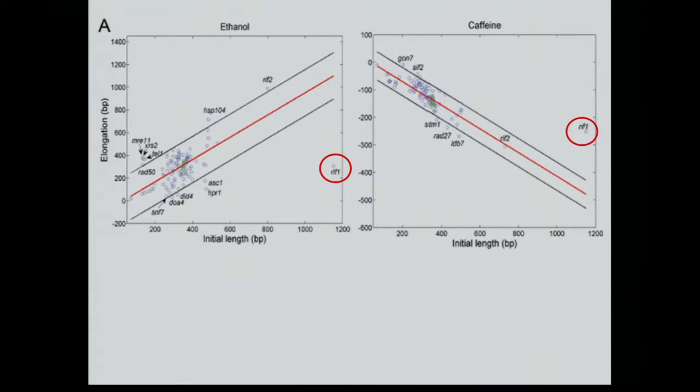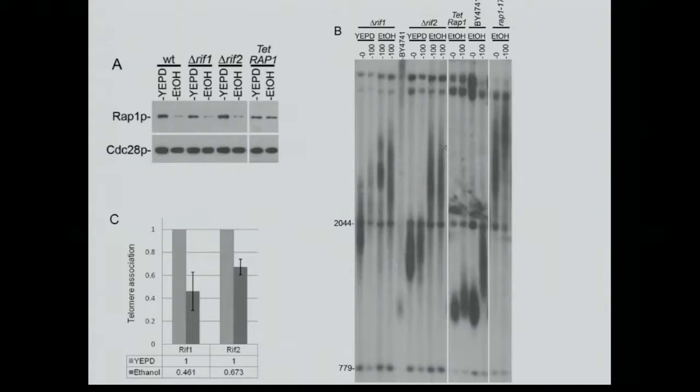So RIF1 is a mutant that has very long telomeres, but does not respond to ethanol, almost nothing, almost does not elongate, or does not shorten with caffeine. So to make a very long story short, and again, I don't want to bore you with all the biochemistry, what we found is that ethanol causes a reduction in RAP1. RAP1 is the protein that binds the telomeres and serves as a ruler to measure the length of the telomeres. And because of that, we have less RIF1 and RIF2 at the telomeres.